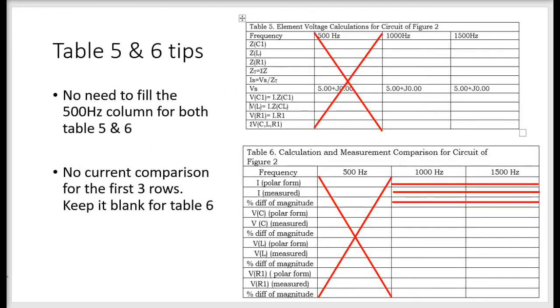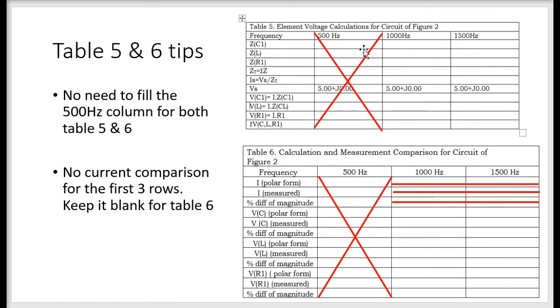Okay, and then table 5 and table 6 are pretty much straightforward. For 500 hertz, you're not going to use that, because sometimes you got the current as 0. But for other frequencies, you could calculate the current because your VR1 was not equal to 0, right? It was around 0.1, 0.2 volt, something like that. So over there, you could calculate your currents, right?